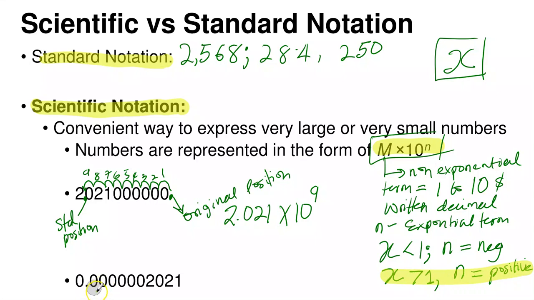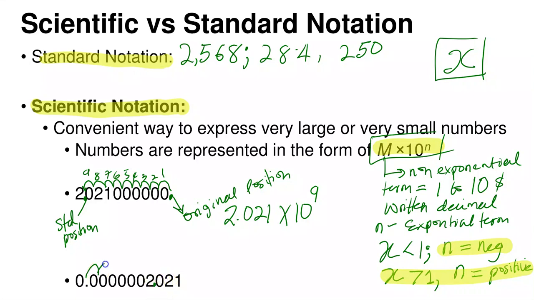Now, look at this one. This one is 0.00, this is less than 1. So we're expecting that the n value here is going to be less than 1. Whereas for the positive numbers we move to the left, for the one which is less than 1, we're going to be moving it to the right. Same thing: we move from here, and the standard position is going to be here.